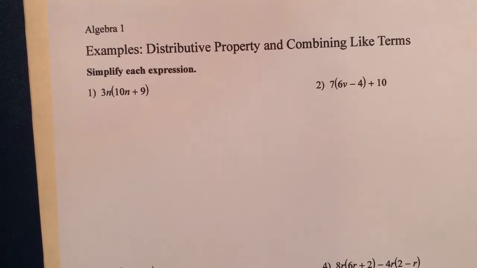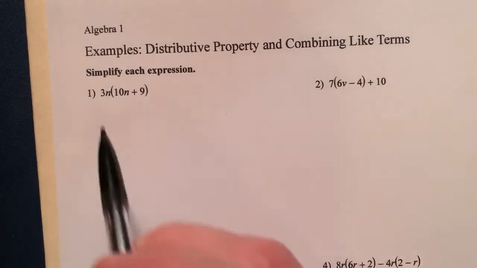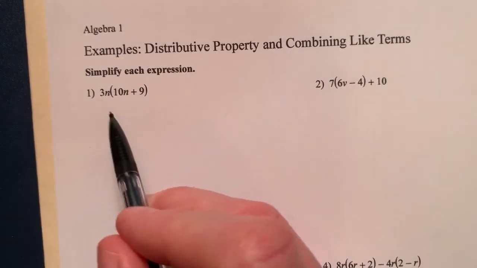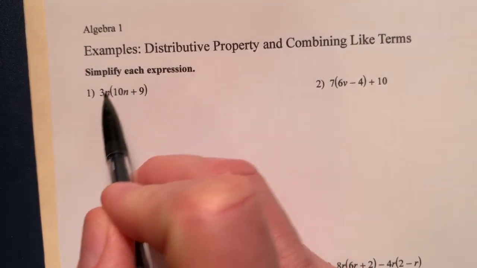What we're going to do this week is do a little bit of distributive property and combining like terms. It's a review of what we've done in the past. Just want to make sure I show you exactly what work I expect. This first example says, simplify each expression, which means get rid of the parentheses, go ahead and multiply. This is an example of the distributive property.